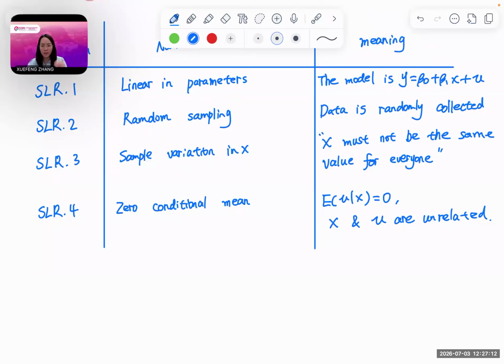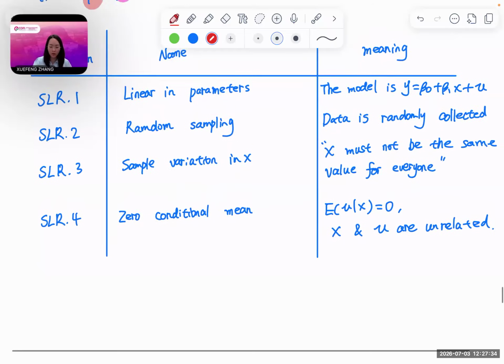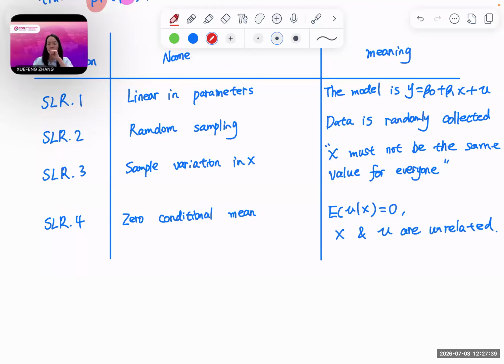Break any one of these, OLS may become biased, okay? That means beta 1 hat is no longer trustworthy. And among those 4 assumptions, which assumption is hardest to satisfy? What do you think? Which one is the hardest one to satisfy? Of course, this one. Okay, the SLR assumption 4, okay? Zero conditional mean, as we discussed before.